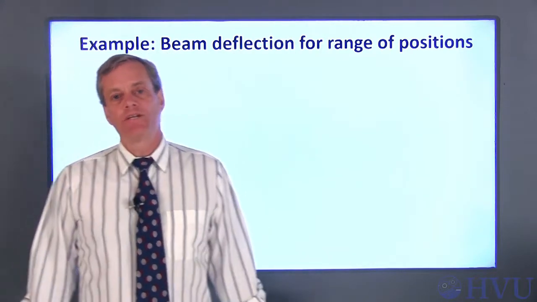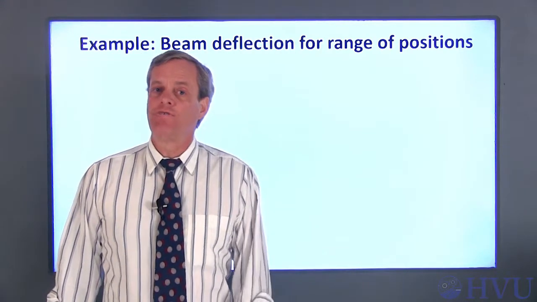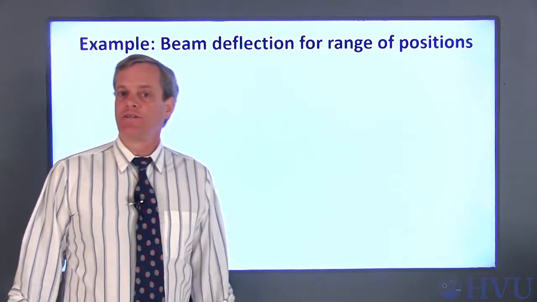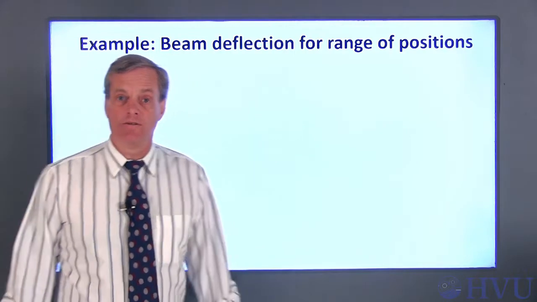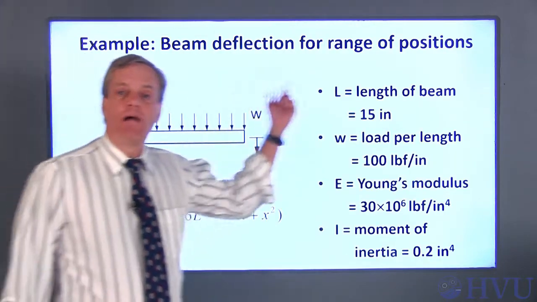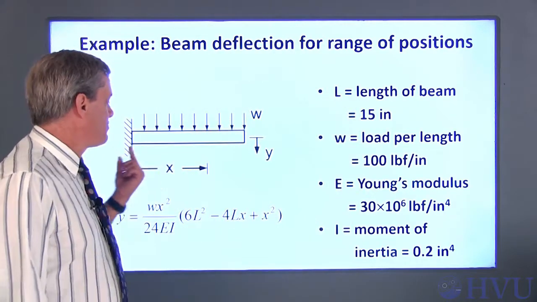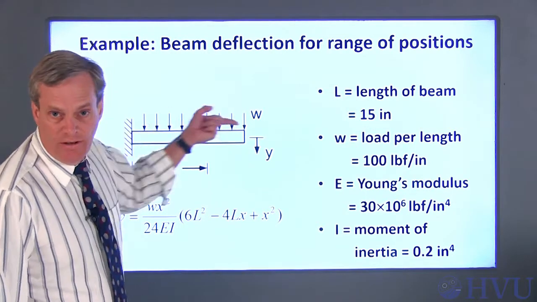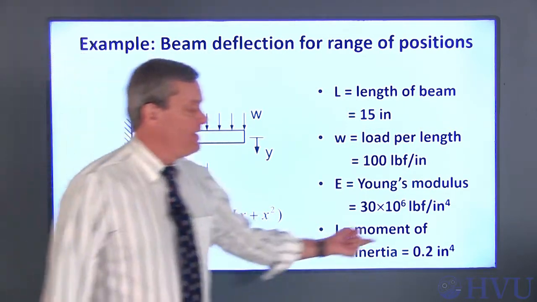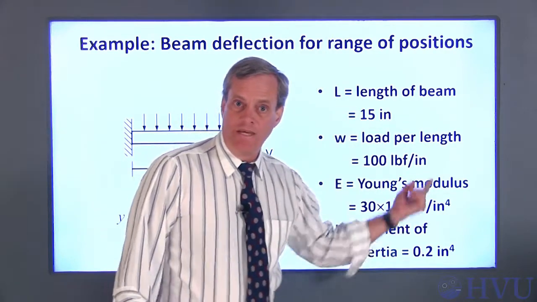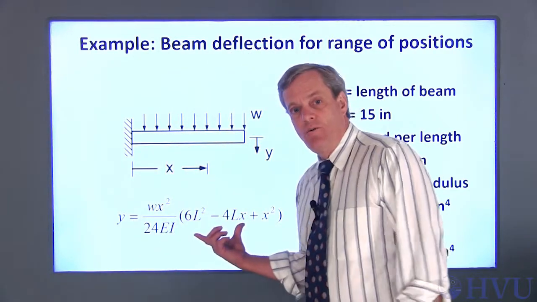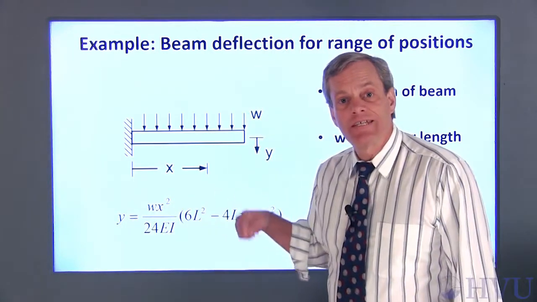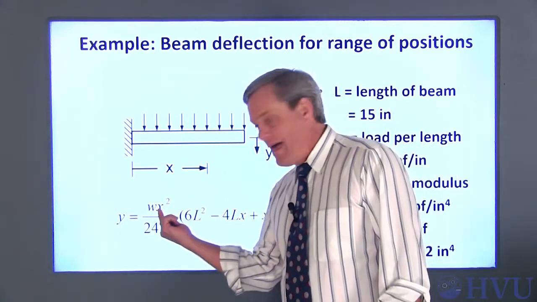It's the beam deflection example of the second and third videos of Chapter 4. Now, however, we're going to calculate the deflection of the beam for a variety of x values. Here's the problem statement again. The beam is rigidly supported at the left end and the load's evenly distributed along the length of the beam. These are the physical parameters of the beam, and this is the equation governing the beam displacement, y, as a function of the distance from the fixed end of the beam, x.